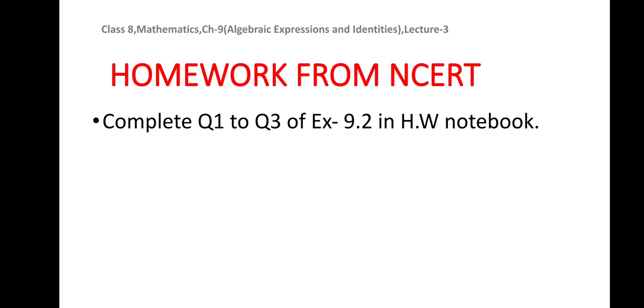Then we have learnt the multiplication of algebraic expressions. We have seen a few examples in which I told you that we need to multiply two quantities, and these two quantities can be algebraic expressions or simple quantities also. So I hope, dear children, using these concepts you will be able to cover question number 1 to question number 3 of exercise 9.2 in your homework notebook from your NCERT book.